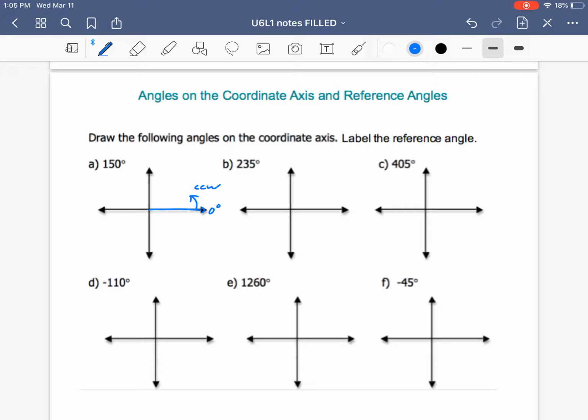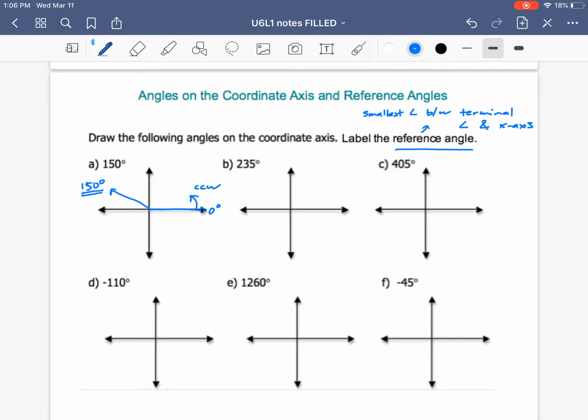All right, so 150 degrees, that's going to be somewhere here. I'm just going to call that 150. That's in quadrant 2. And now the reference angle is the angle between where your angle terminates, so the terminal angle, and the x-axis. And it's actually, let me be a little bit careful, it's the smallest angle between the terminal angle, where the angle ends, and the x-axis.